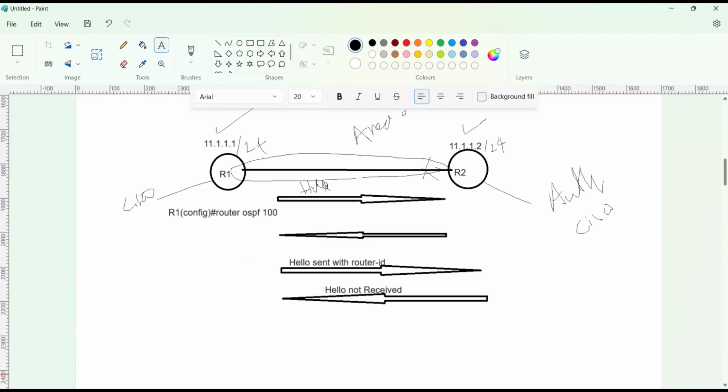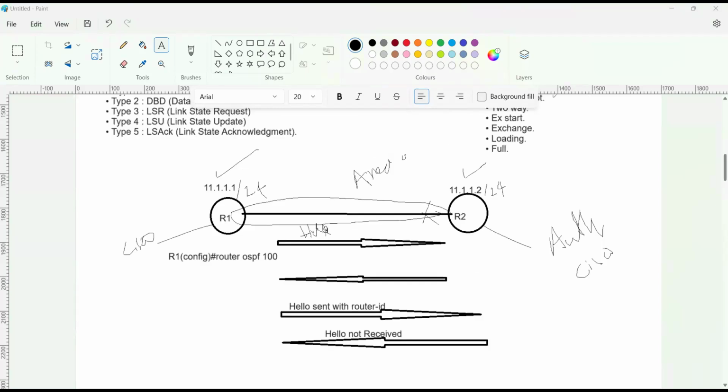This is the hello message. What content does it carry? It carries the OSPF version, message type, router ID, authentication, subnet mask, hello timer and dead timer. It carries the entire information.